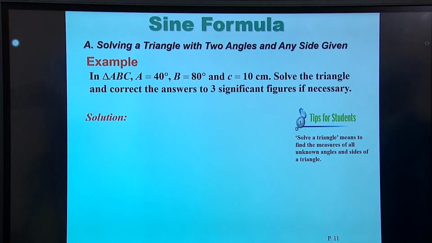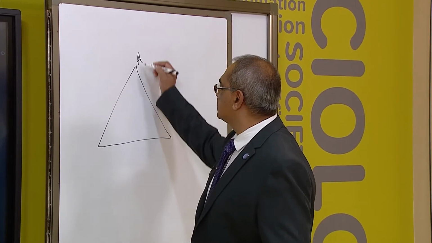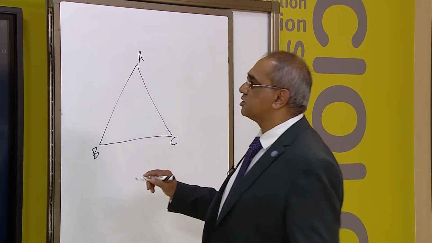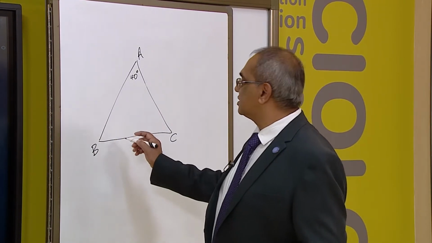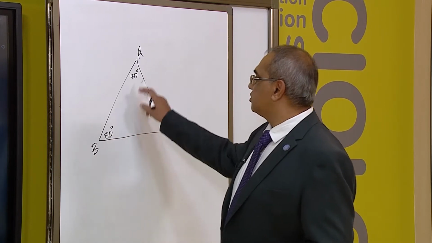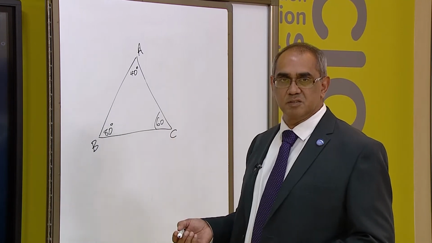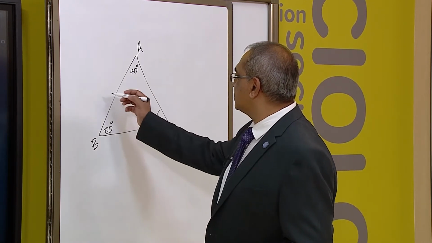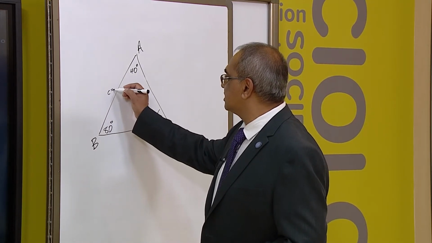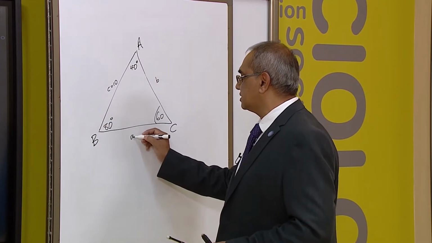So, if I have a triangle ABC, and if I quickly draw that again, triangle ABC, and let's fill in the values. So, A is 40 degrees, B is 80 degrees, 40 and 80 is 120, so C must be 60 degrees. That's by angle sum of a triangle. And then c lies opposite angle C. So this is c. c is equal to 10. This across here is b, and that across there is a.